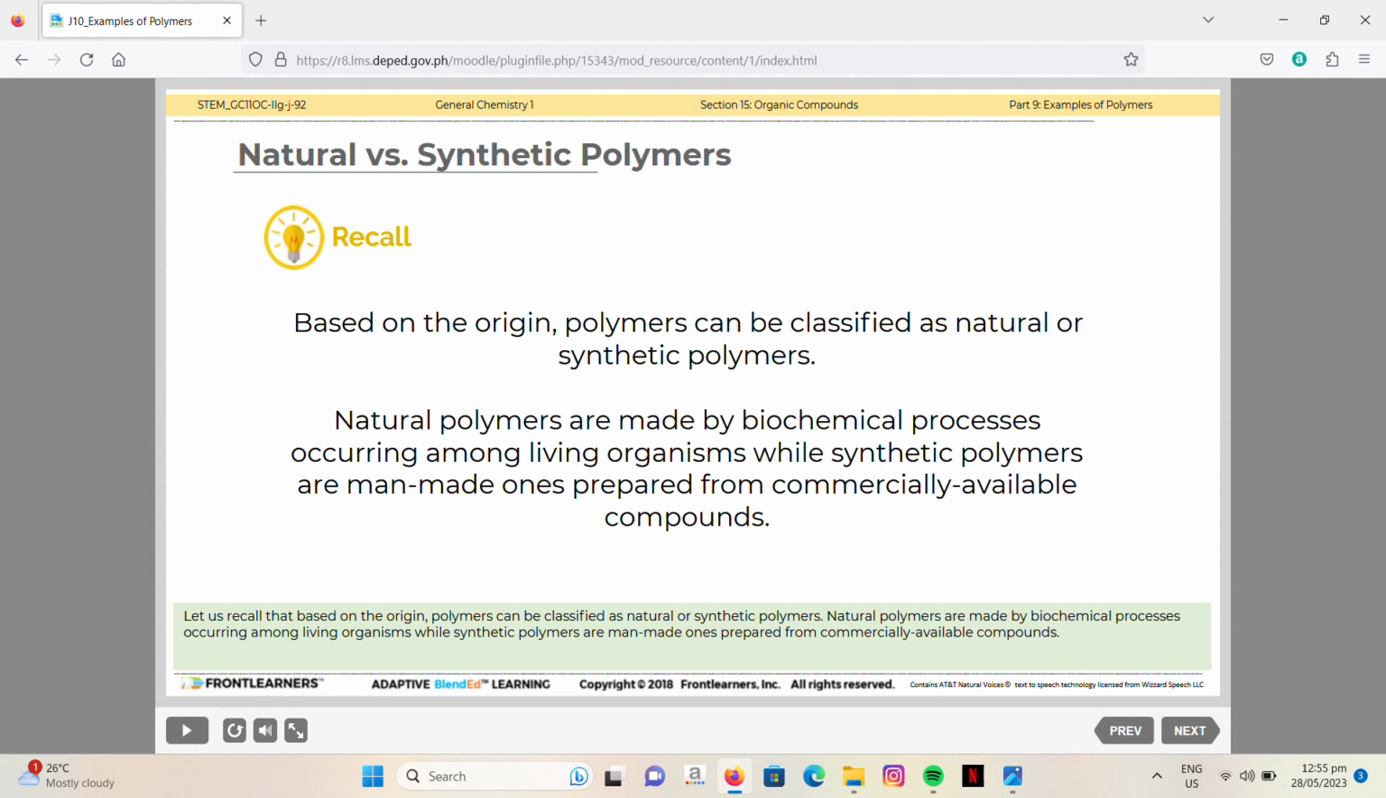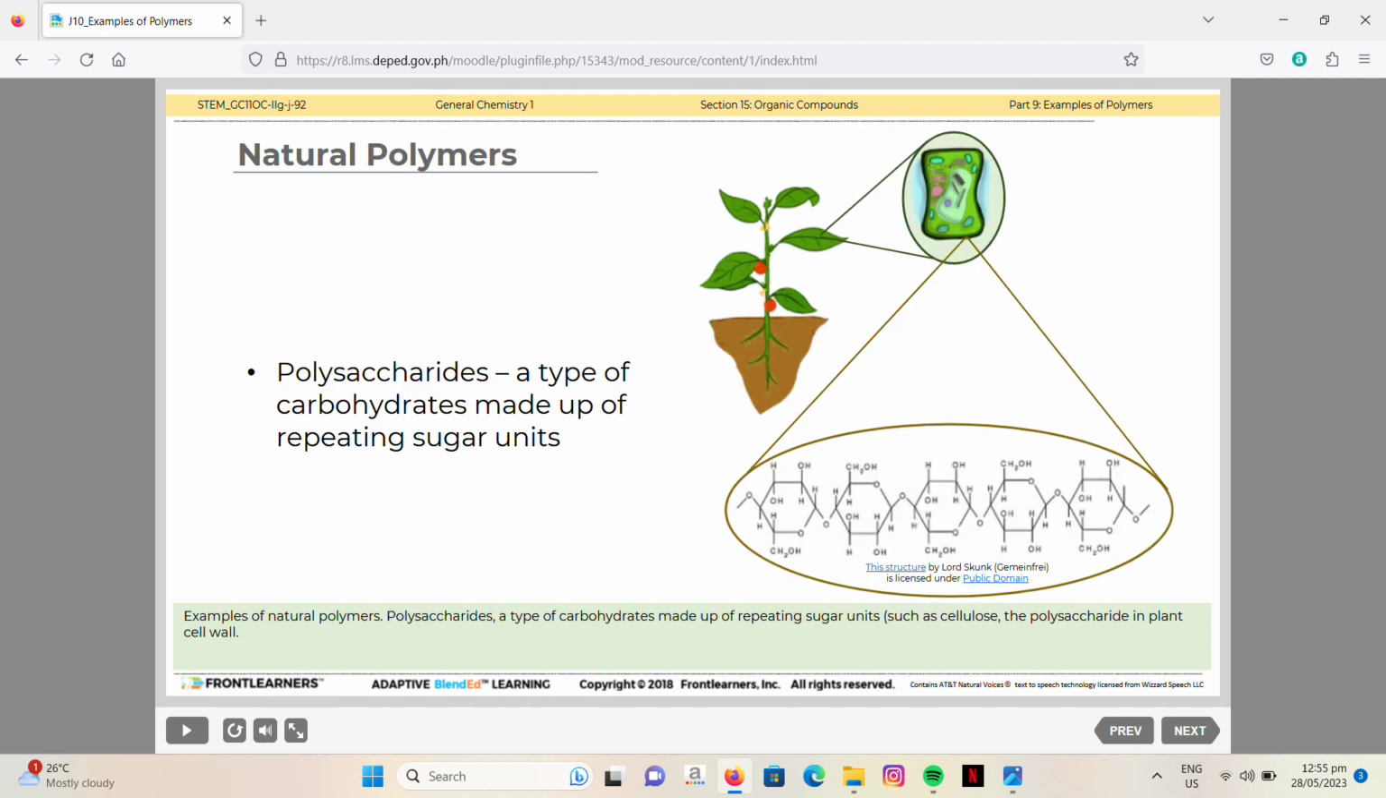Let us recall, based on the origin, polymers can be classified as natural or synthetic polymers. Natural polymers are made by biochemical processes occurring among living organisms, while synthetic polymers are man-made ones prepared from commercially available compounds. Examples of natural polymers. Polysaccharides, a type of carbohydrates made up of repeating sugar units, such as cellulose, the polysaccharide in plant cell wall.